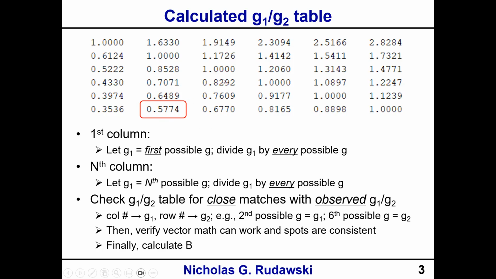If the hit had been here, that would mean G1 would be the 3rd G vector in the list, and G2 would be the 4th. But that's not the end. Then we have to do some vector math. We have to make sure that we can get the two indices to dot to 0, and that the spots are consistent with how we assign the indices. If all that is copacetic, then we can calculate the zone axis from that, and then we can go back and apply soft rules if we want to.